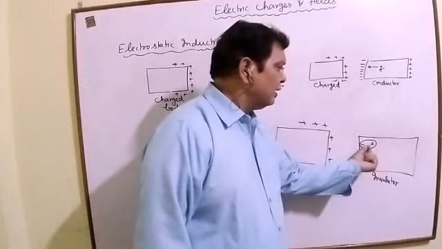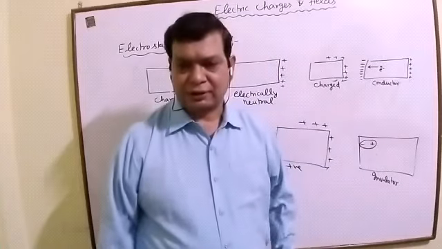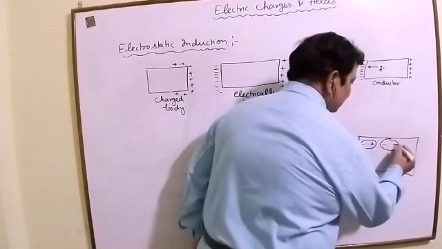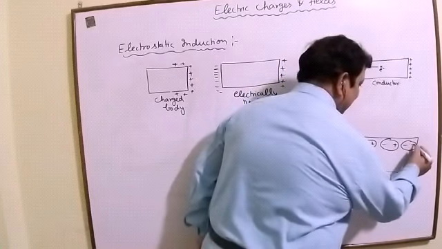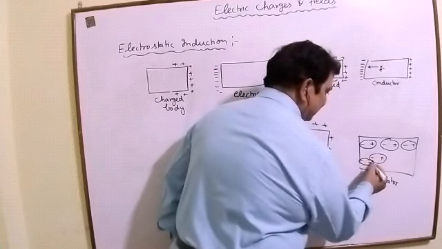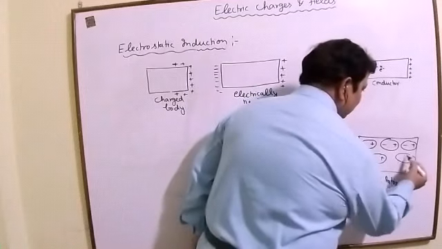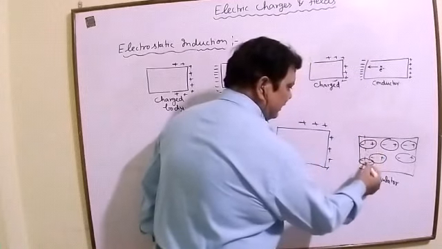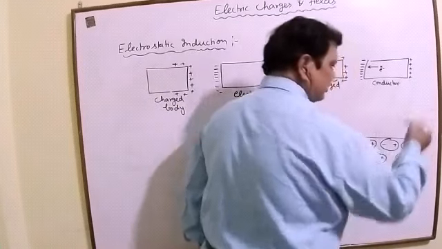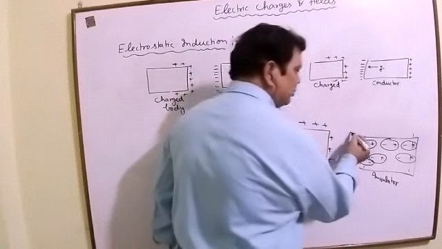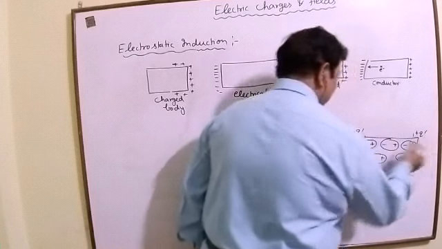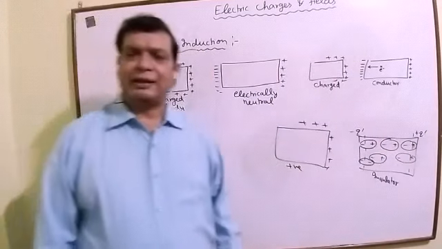Means within a molecule there is some separation of the charges. It happens in every molecule like this, and if it is happening in each and every molecule, you can observe that at the near end the negative charge is appearing, while at the far end some positive charge is appearing. In this manner, we can say in insulators also this phenomenon of electrostatic induction occurs.